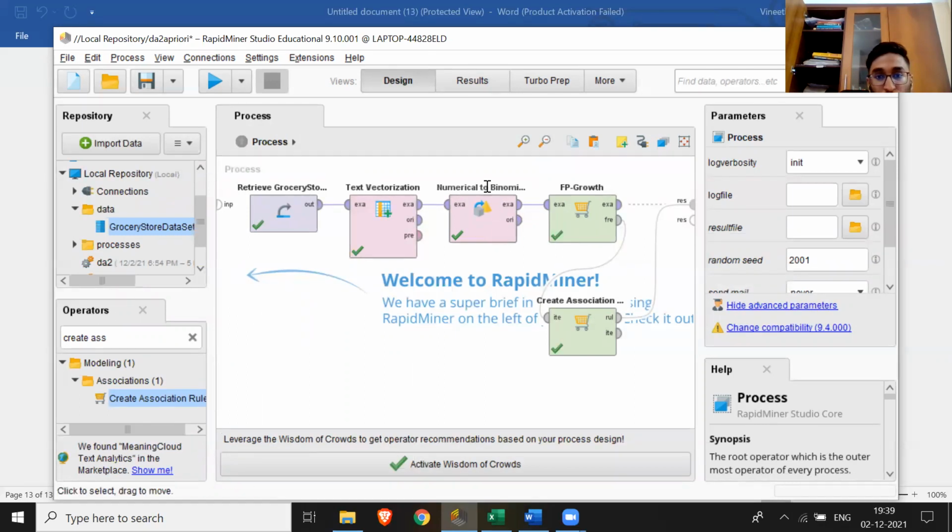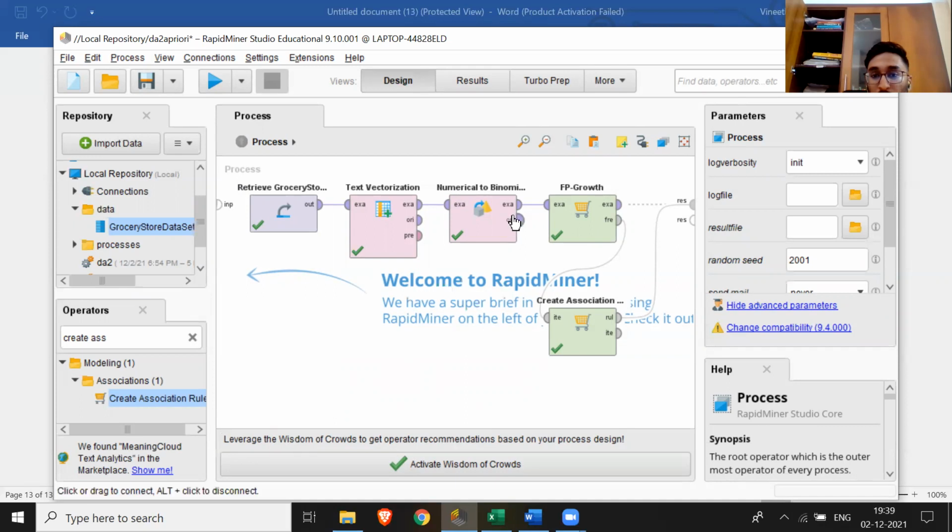operator is numerical to binomial, and what it does is it basically converts all the nominal attributes to binomial types, and it maps all the values to binomial values. And it can be either true or false. And after that, we connect it to the next operator known as FP growth. Before that, I would like to explain the numerical to binomial operator further with an example. Suppose we have a nominal attribute called cost, and the cost can be high, moderate, or low. If I have a sample data set, then one of the cases will be true and the others will be false.